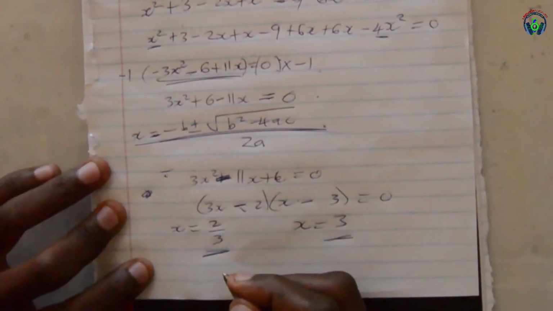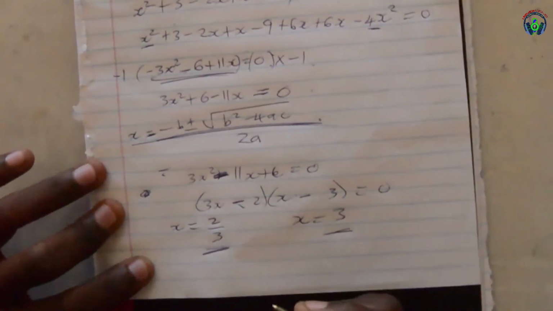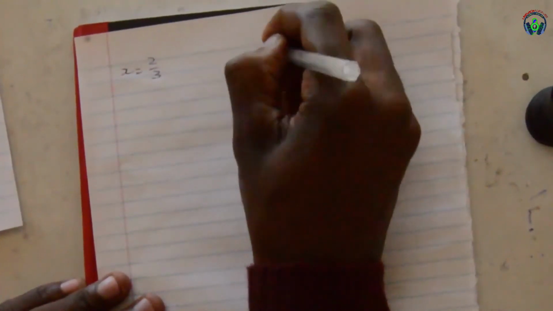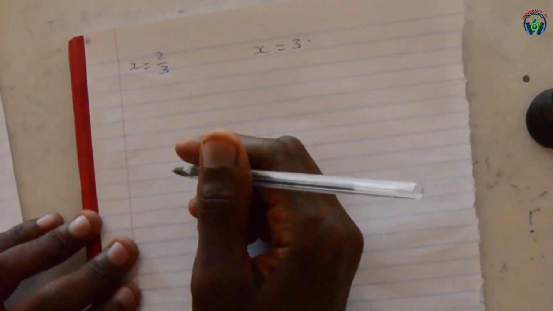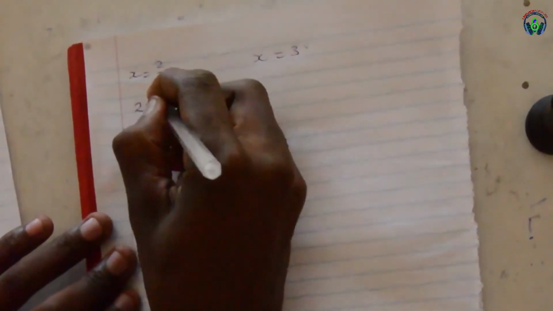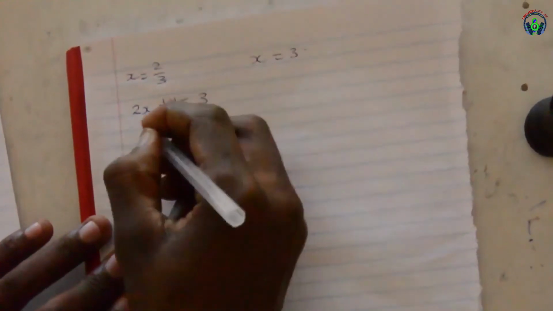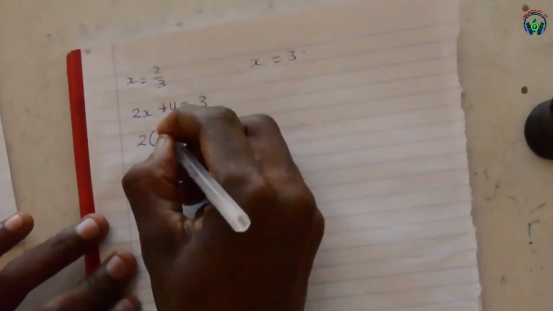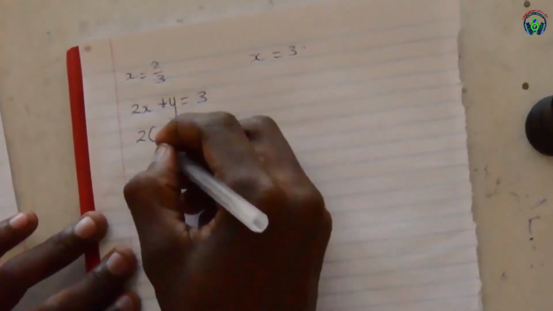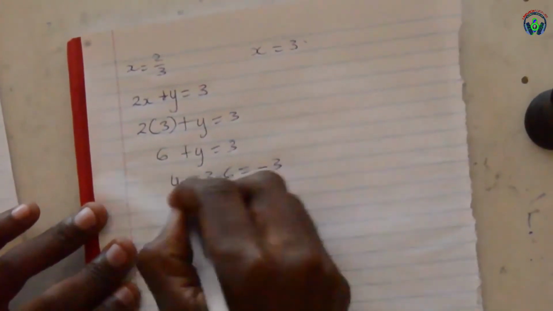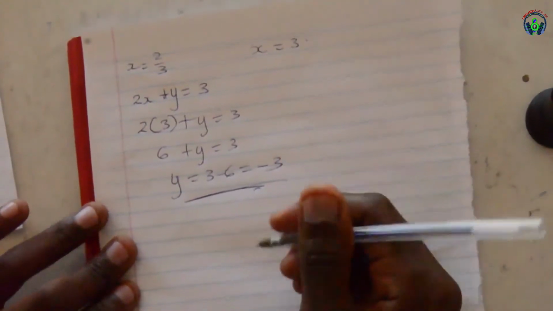So now we have the values of x, two of them. We must substitute back into our original equation in order to find the values of y. x is 2 over 3 and x is 3. You can take any one of the equations that you are given and substitute the value of x to find the value of y. I'm going to go for the easier one so it becomes less work. The first x I'm going to substitute is 3. 2 into 3 plus y equals 3. It becomes 6, so y is 3 minus 6, which is minus 3. So when x equals 3, y equals minus 3.